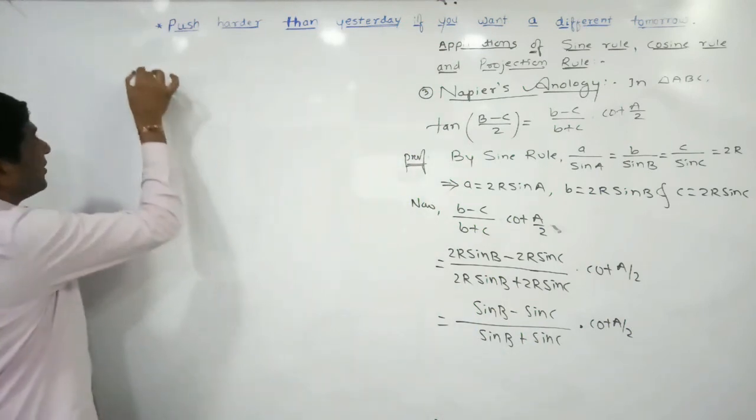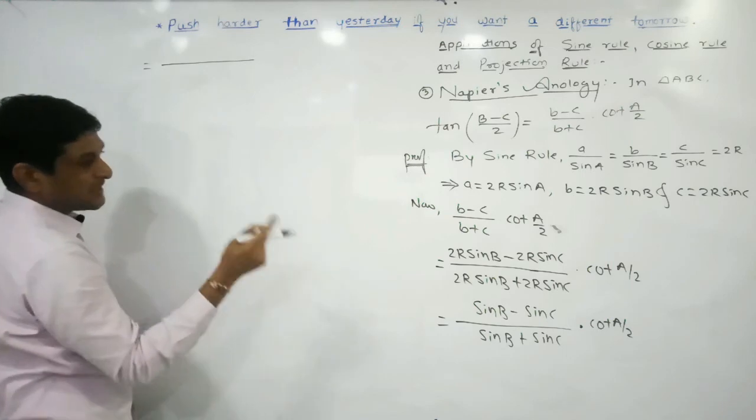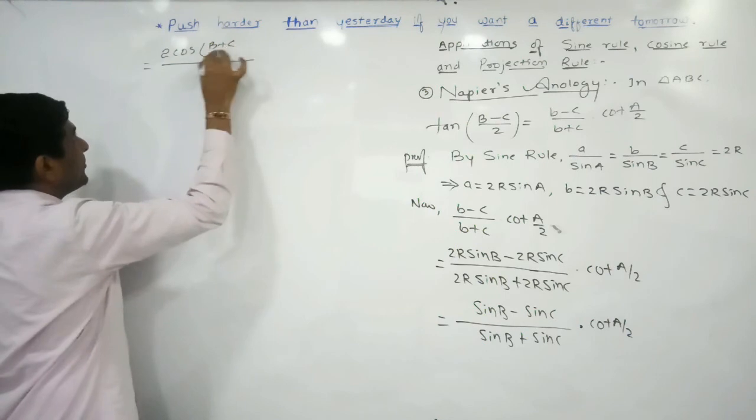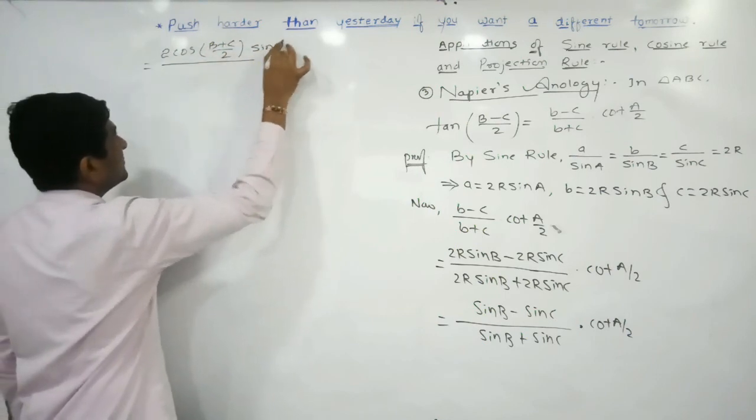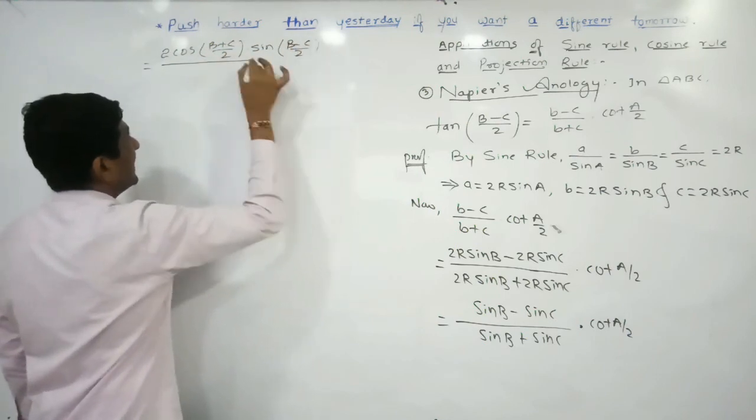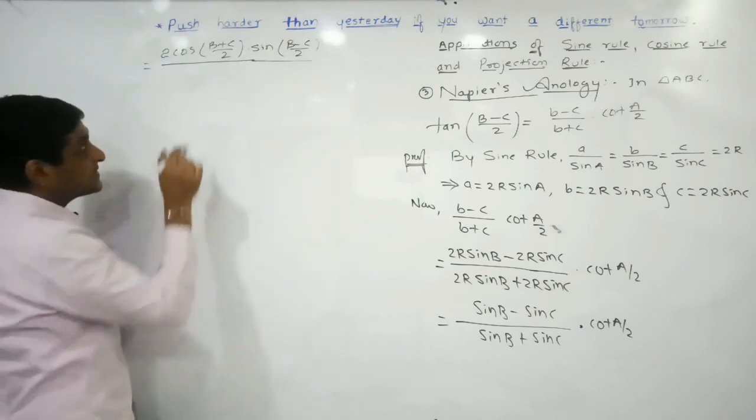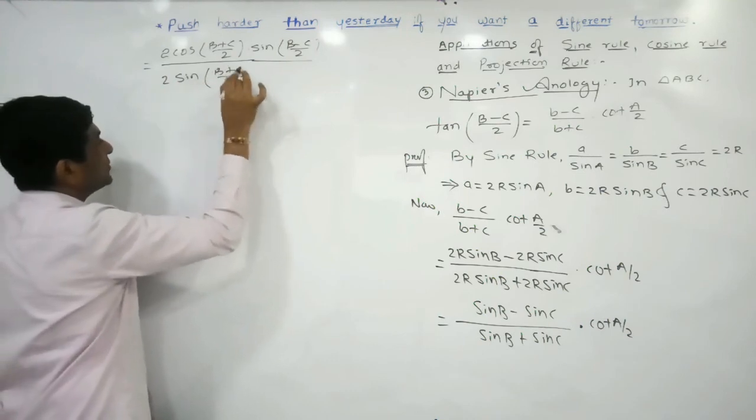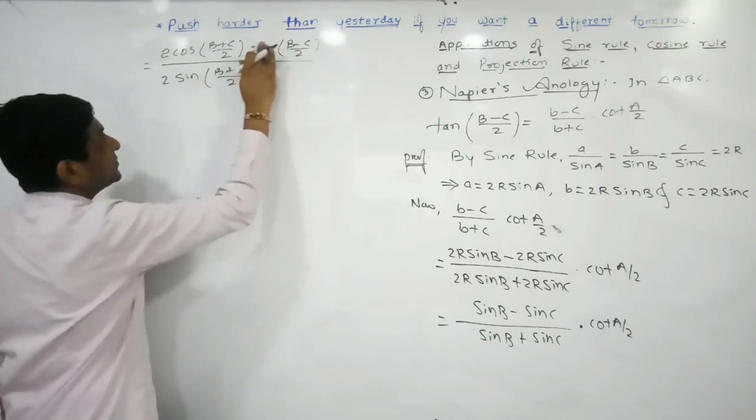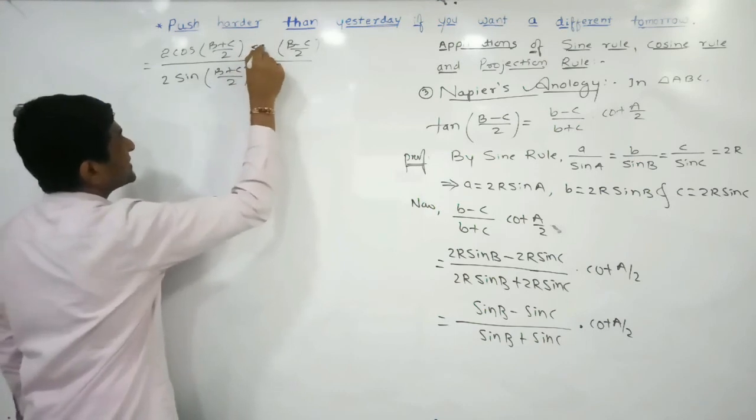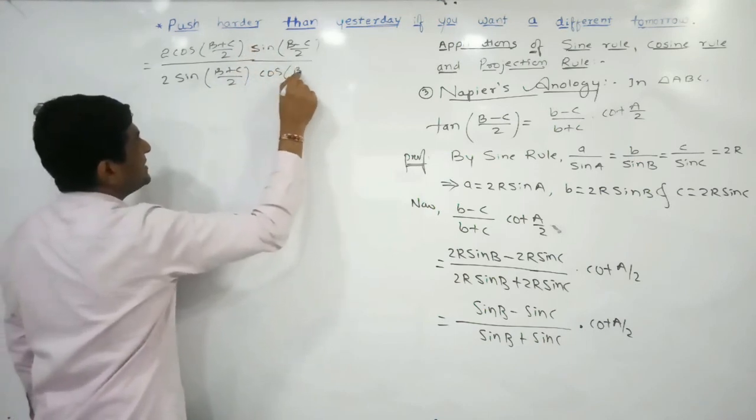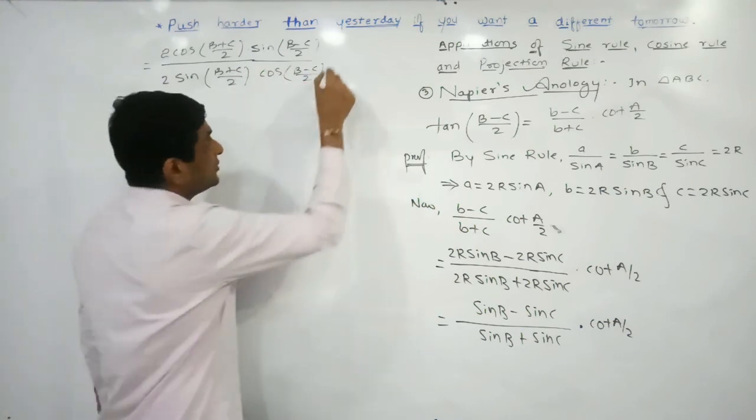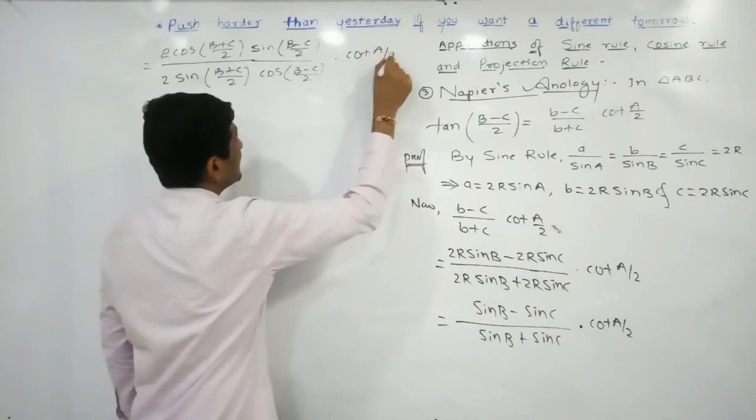According to the factorization formula, sin B minus sin C can be written as 2 cos (B plus C) upon 2 into sin (B minus C) upon 2. And in the denominator, sin B plus sin C can be written as 2 sin (B plus C) upon 2 into cos (B minus C) upon 2. Just simply we have applied what? The factorization formula, into cot A by 2, keep it as it is.